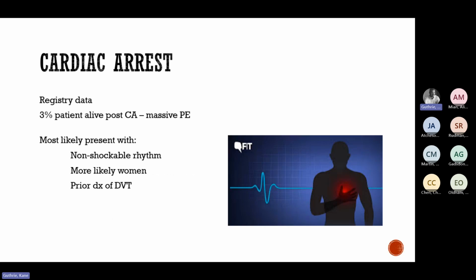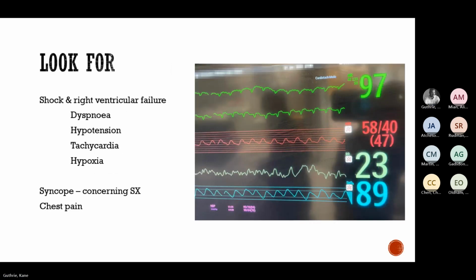When we look at cardiac arrest data, 3% of patients alive post cardiac arrest have pulmonary embolism from the US registry data. And when these patients present in cardiac arrest, so out of hospital cardiac arrest, if we're thinking it's PE, it's more likely if they've got a non-shockable rhythm, high prevalence in women, or prior diagnosis of DVT. So if you've seen those things, and they're an out of hospital cardiac arrest, going to your 4Hs and 4Ts, thrombus is one of those things that we need to think about.